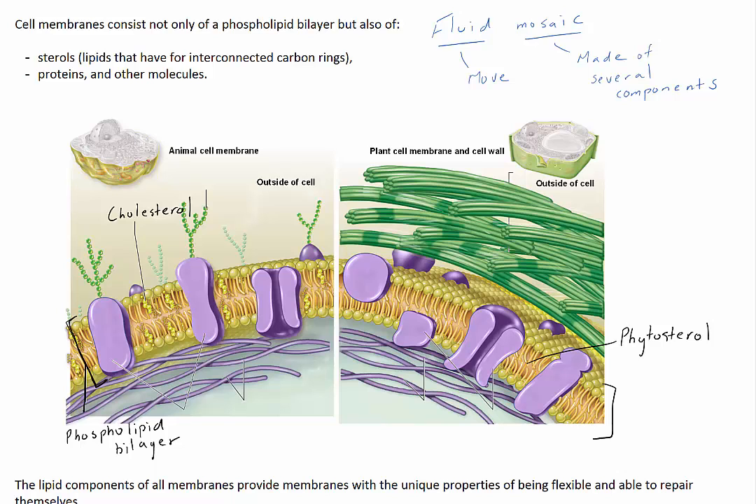Both animal and plant cells have proteins embedded in their cell membranes. And they also have something called a cytoskeleton, made out of another type of protein, which helps to provide structure for the cell membrane. Of course, a plant cell also has a cell wall surrounding the cell membrane, which is made up of cellulose.